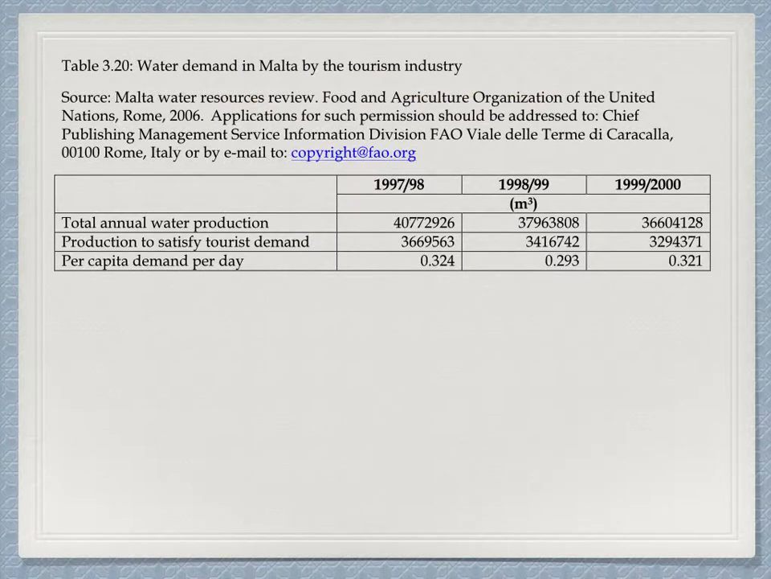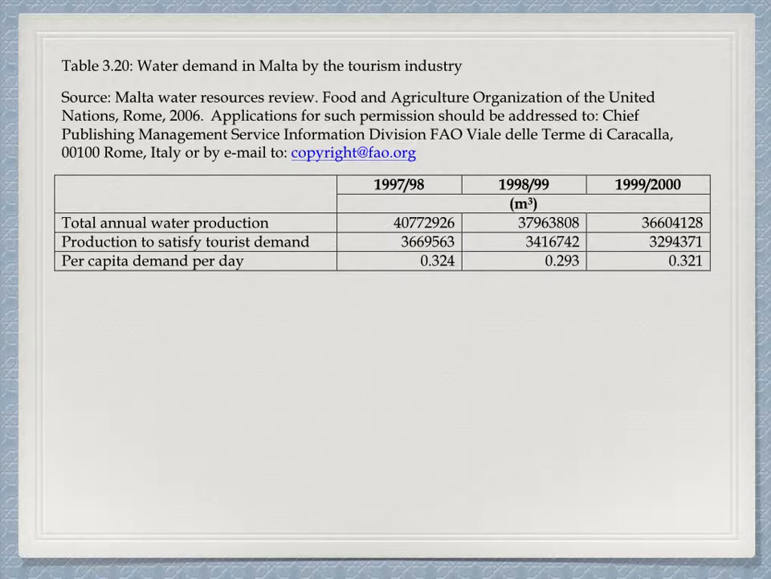Finally, we'll look at tourism, which is one of the growing economic sectors, and how this may affect water use. We see total annual production for tourism actually going down, the per capita demand per day basically staying the same. Tourism being an economic driver, can tourism increase and demand for water decrease through more efficient processes?